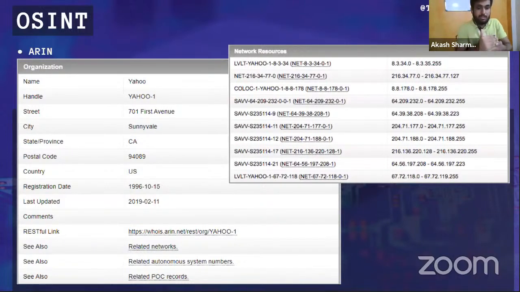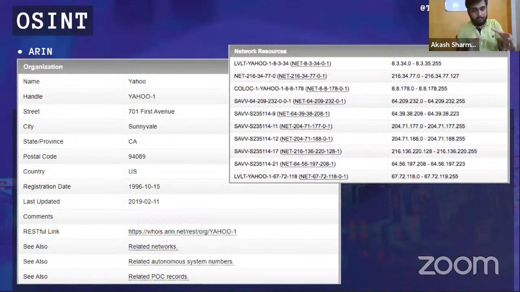So now I'm not limited to yahoo.com, but I am also expanding my attack surface to a very big extent. I'm looking into more and more information on different targets and different endpoints of Yahoo itself, right? If I find a vulnerability in those, again, it's a bingo for me. So that's where you can do it. ARIN can be a really good source.